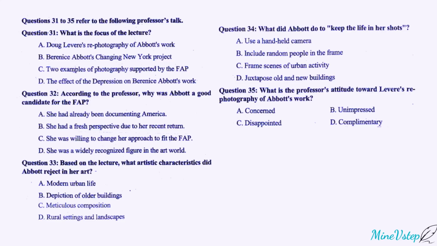In fact, one more contemporary photographer, Douglas Lever, was so inspired by her work that in the 1990s he decided to re-photograph Abbott's New York photos. Imagine this. Lever went to the same locations, on the same day and same time with the identical camera that Abbott had used. He reframed Abbott's shots as exactly as possible. Why would someone do that?